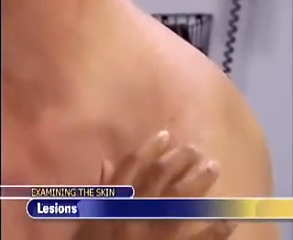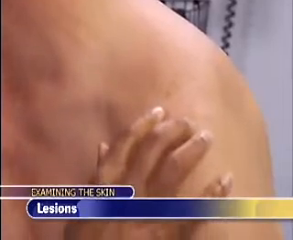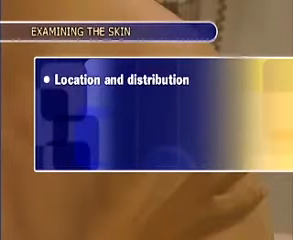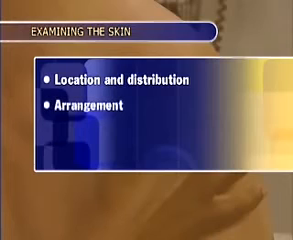Observe any lesions of the skin, noting their characteristics. Note their anatomic location and distribution over the body. Are they generalized or localized? Do they involve exposed surfaces? Note their arrangement. Are they linear, clustered, annular, that is, in a ring, arciform, that is, in an arc, or dermatomal, meaning covering a skin band that corresponds to a sensory nerve root?